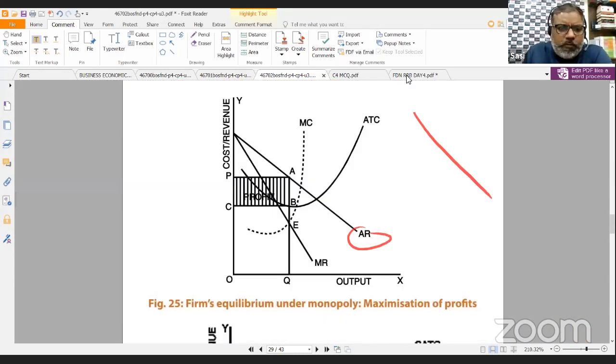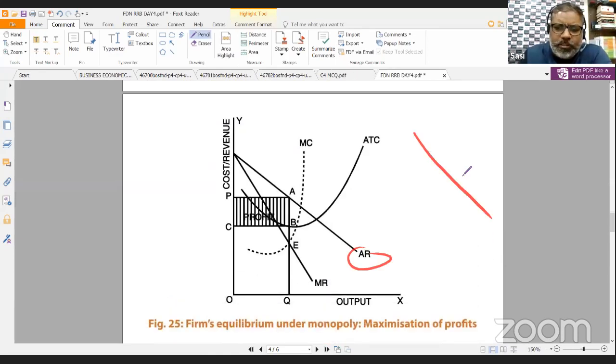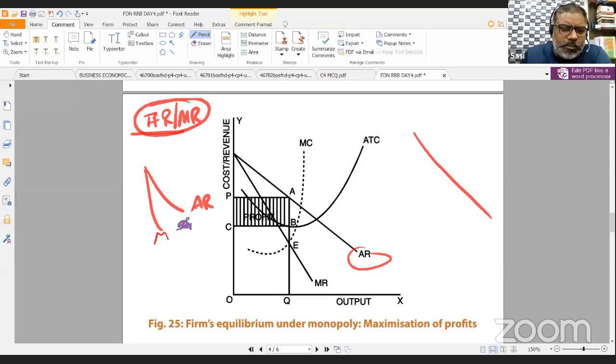But if you look at various other things in monopoly, all other things are the same. If you look at this, the difference between monopoly and perfect competition comes only with the average revenue line. In case of perfect competition, it was like this. In case of monopoly, it is like this. Same with marginal revenue also. Now it has gone down like this. In case of perfect competition, marginal revenue and average revenue are both the same. But in case of monopoly, average revenue is different, marginal revenue is different.